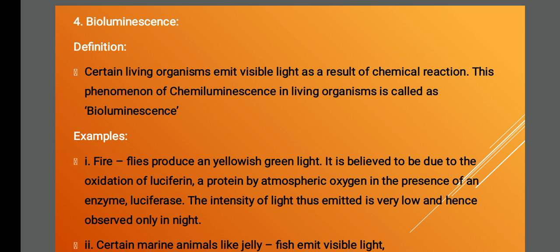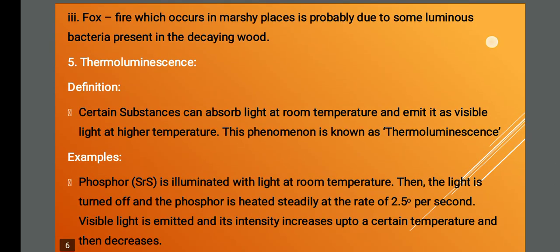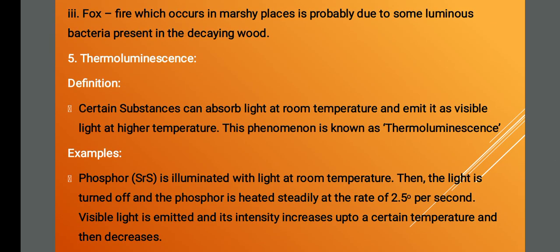And the third one is foxfire. So if you take foxfire, it occurs in marshy places, which is due to the luminescence bacteria present in the decaying wood. மரம் வந்து decay ஆகும்போது அதில் marshy placesல இந்த foxfireலேருந்து we get visible light. A luminescence will be emitted. It's only because of the bacterial action taking place in the wood. And this phenomena also emits light. So this also comes under bioluminescence.